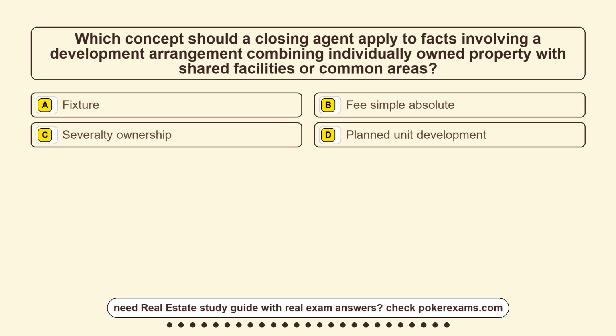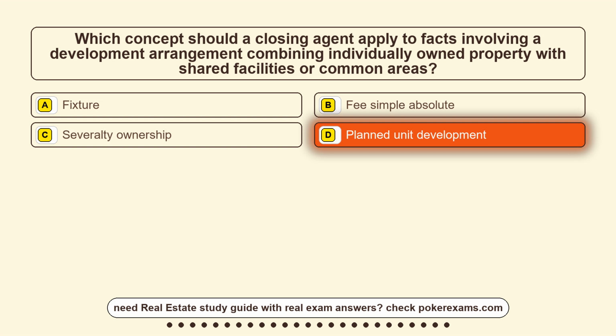Question 12. Which concept should a closing agent apply to facts involving a development arrangement combining individually owned property with shared facilities or common areas? Option A, fixture. Option B, fee simple absolute. Option C, severalty ownership. Option D, planned unit development. The correct answer is option D, planned unit development.